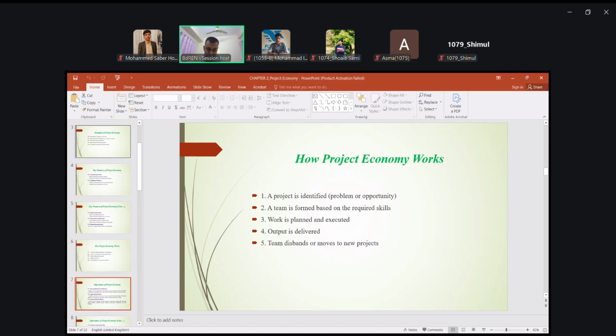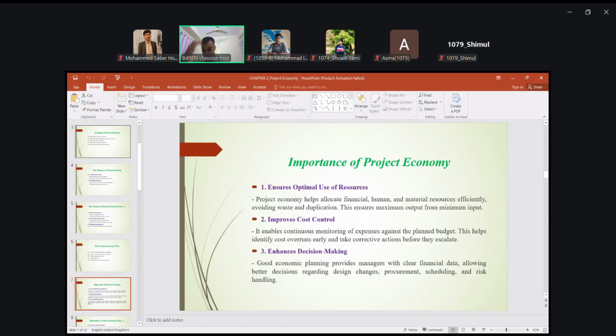Then we are talking about the importance of project economy. If you analyze the importance of project economy, you can highlight the following points, like ensures optimal use of resources. How? Project economy helps allocate financial, human, and material resources, avoiding waste and duplication. This ensures maximum output from minimum input.